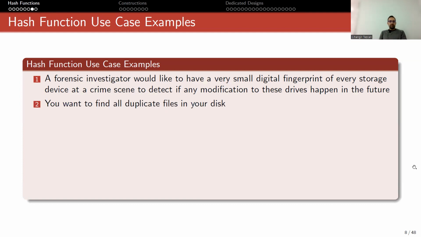Another use case I already mentioned a few minutes ago: you want to find all duplicate files on your disk. Simply calculate the hash of them, sort them, and if there are duplicates, you will see the same values appearing twice in this list.